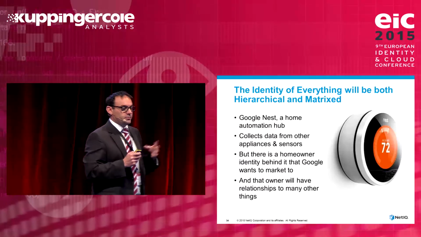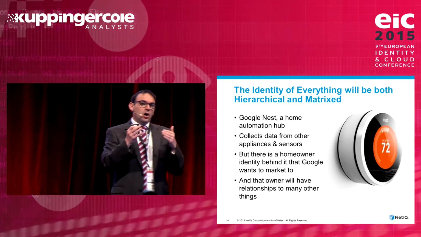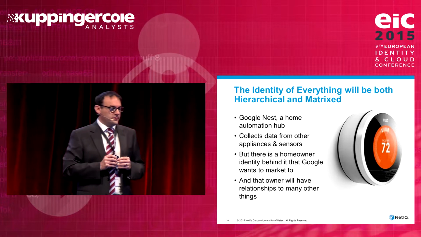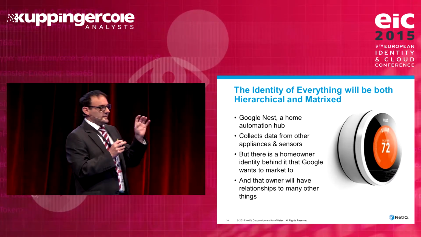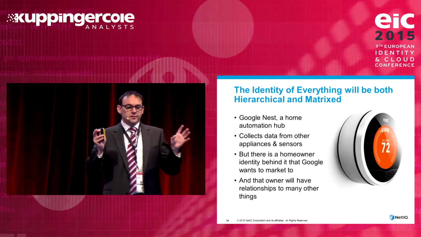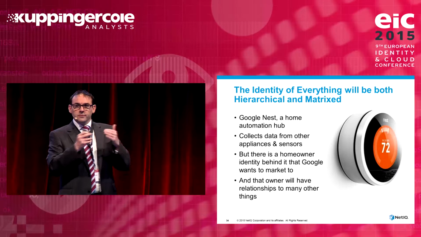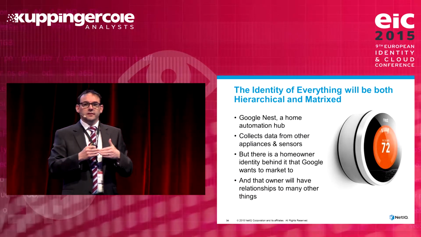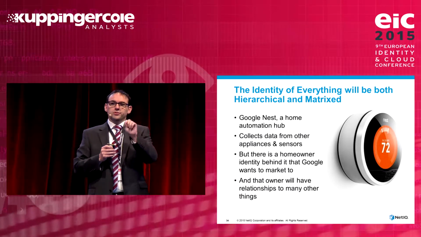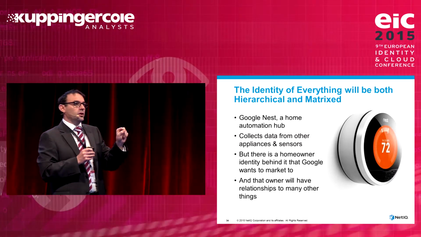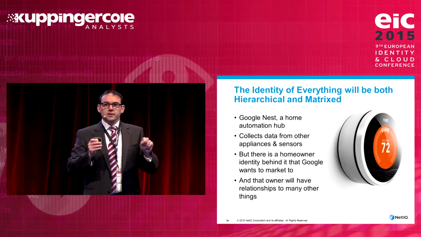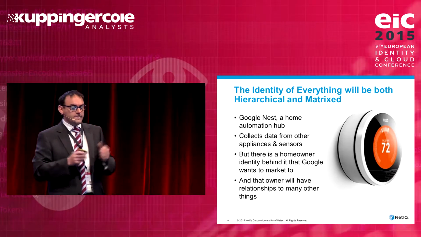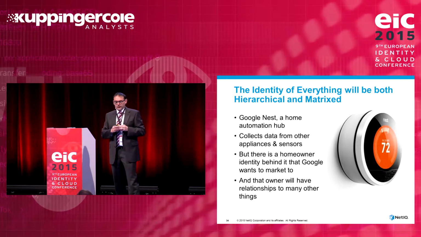And this is going to become pretty complex, right? It's going to be very hierarchical, and it's going to be very matrixed. A classic example is the Google Nest, right? It's the home automation hub. It's collecting data from other appliances and sensors around the home, and it's sharing some of that information. But there's a homeowner that sits behind it, and there's a homeowner identity. And that homeowner identity is who Google wants to market to, right? And that owner and that identity has other relationships with other individuals and other things that they're using. So it's a very complex and matrixed kind of environment.